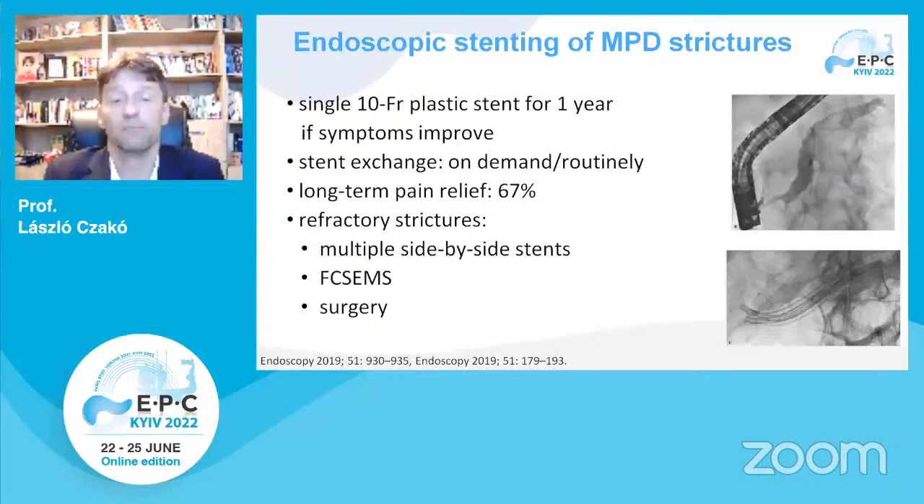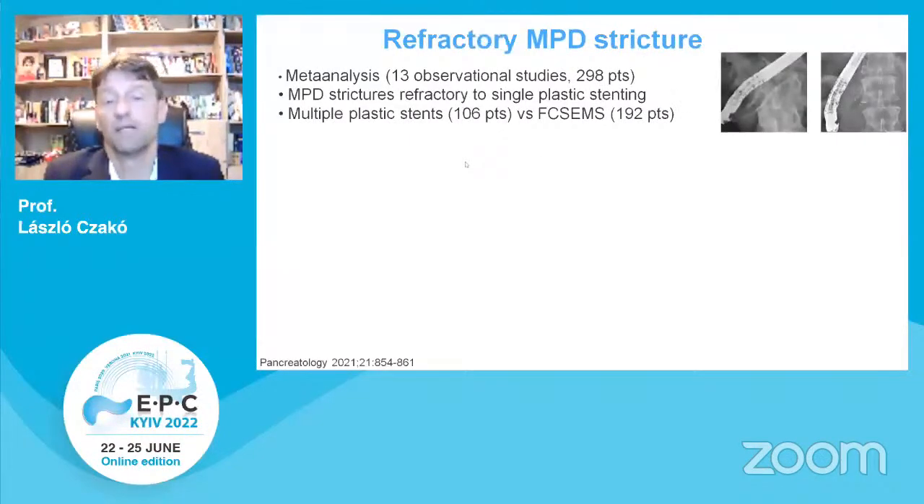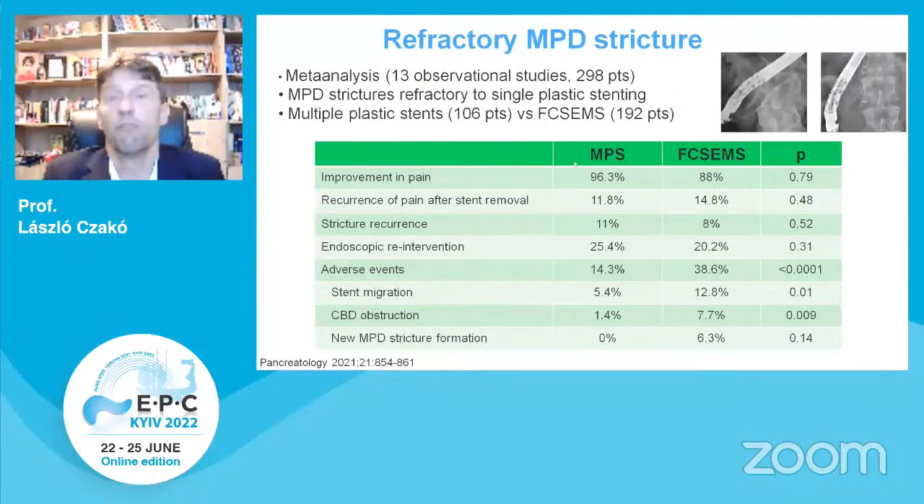Refractory PD stricture can be treated with multiple side-by-side plastic stents, fully covered self-expandable metal stent placement, or surgery. In this meta-analysis, the outcomes of multiple plastic stents and fully covered self-expandable metal stents were compared in patients with refractory pancreatic duct stricture.